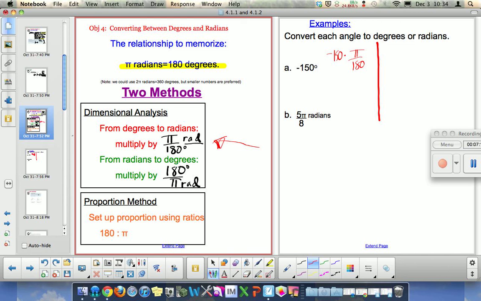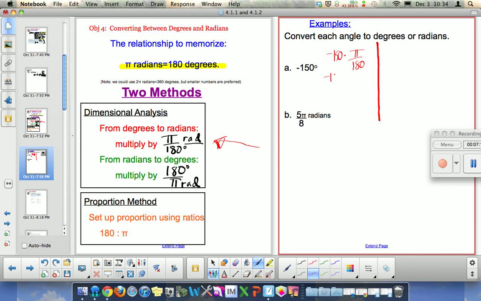Now, my next thing is just to simplify. So it's going to end up with negative 150 pi over 180. I'm going to simplify top and bottom by dividing top and bottom by 30. I think that's the largest common factor. So I'm going to get negative 5 pi over 6. This is my simplified answer. So that's converting using dimensional analysis.